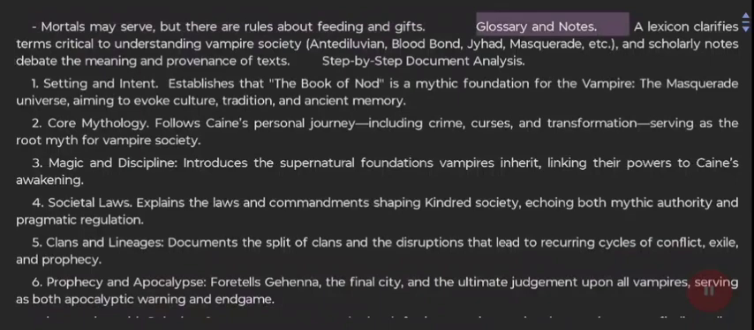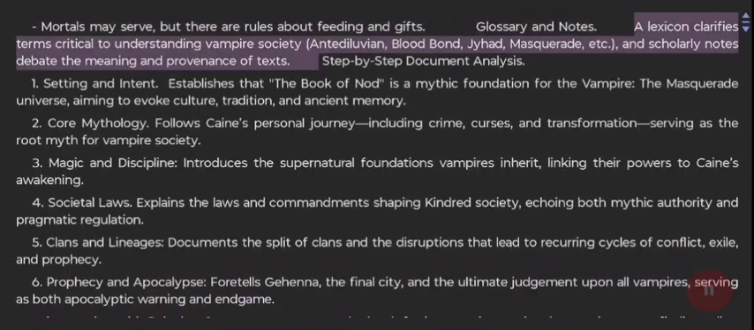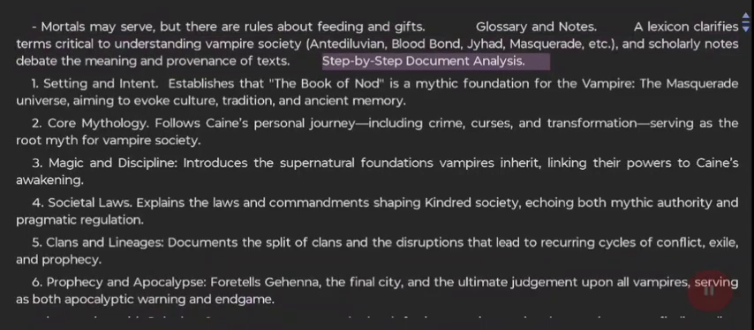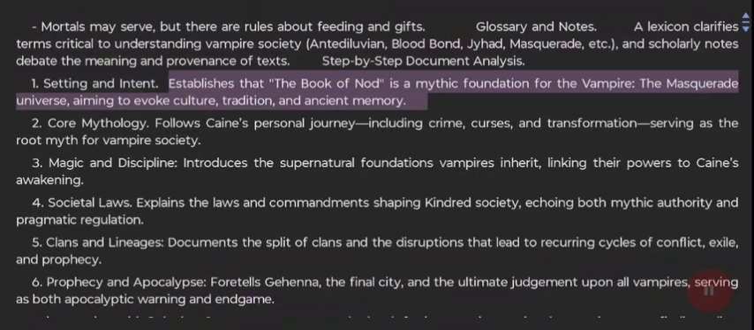Glossary and notes. A lexicon clarifies terms critical to understanding vampire society: antediluvian, blood bond, jihad, masquerade, etc., and scholarly notes debate the meaning and provenance of texts. Step-by-step document analysis. 1. Setting and intent. Establishes that the Book of Nod is a mythic foundation for the Vampire: the Masquerade universe, aiming to evoke culture, tradition, and ancient memory.